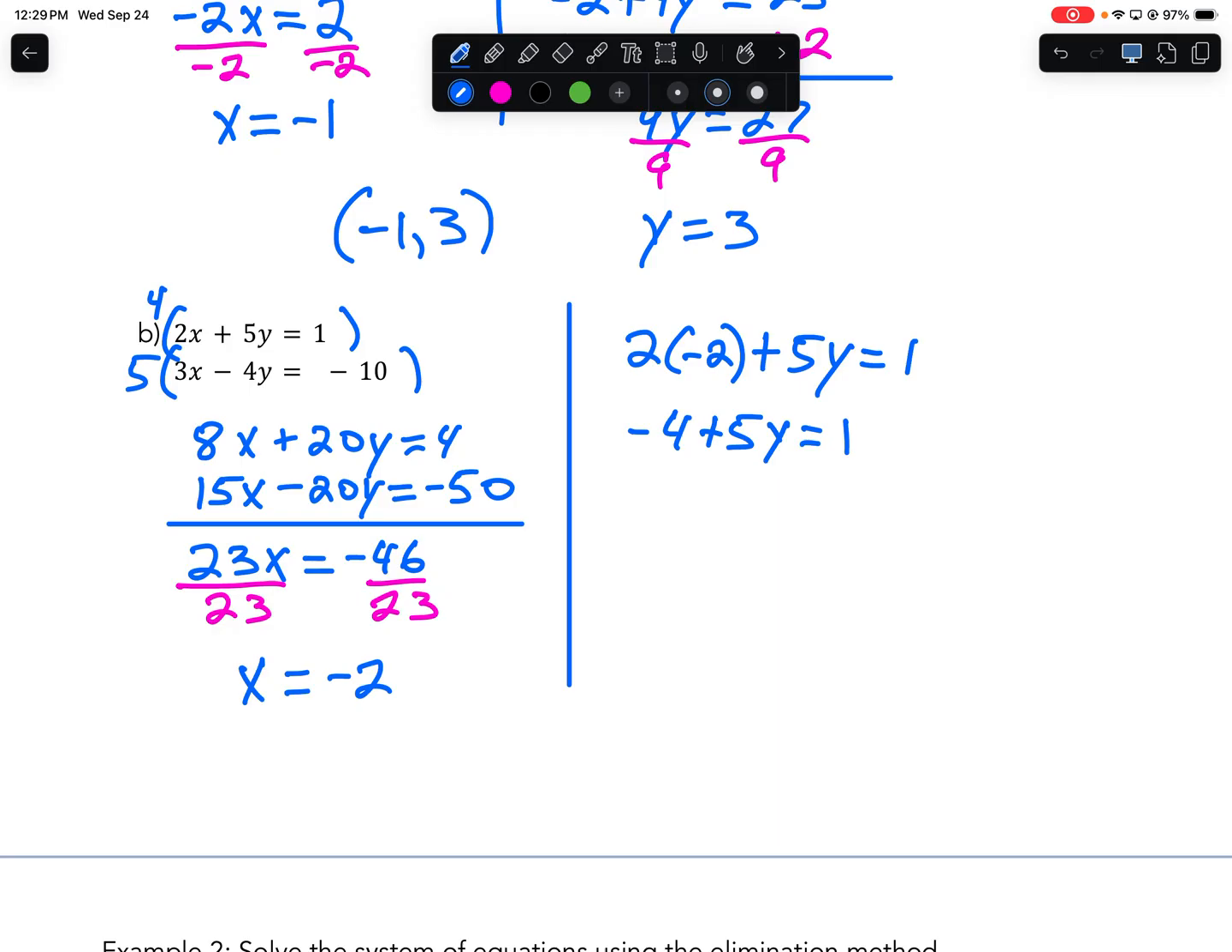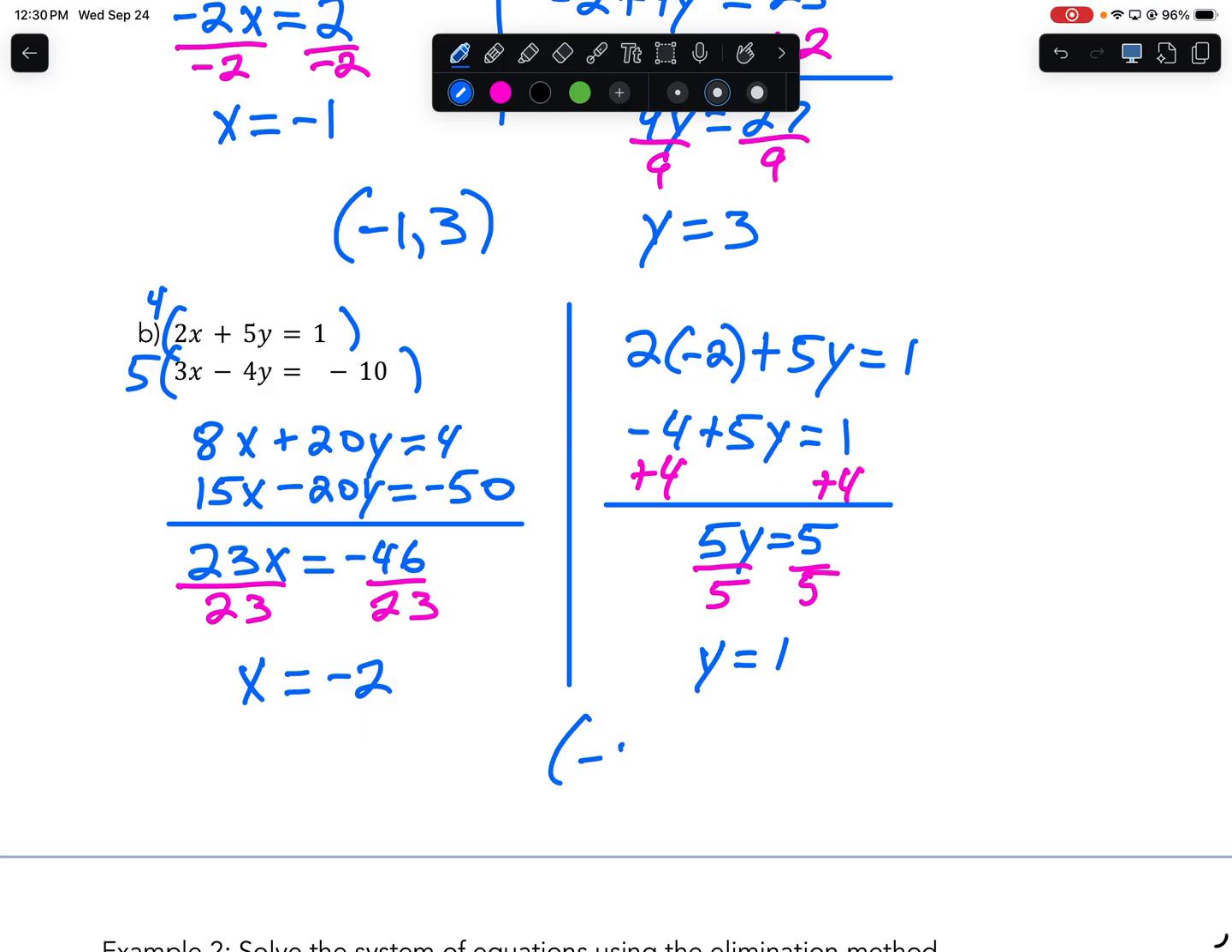Are we going to get a fraction? Nope. Plus 4. Oops, I'm already doing the math in my head. Plus 4, plus 4. What's y equal? 1. So that's what I mean about thinking along the way, right? You're already trying to anticipate your answer, in case something weird happens, you know what's up. Divide by 5. So y equals 1.